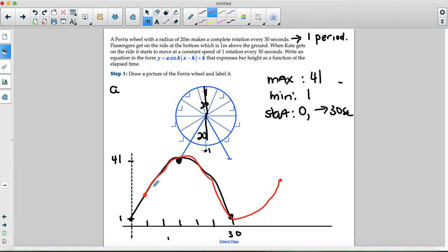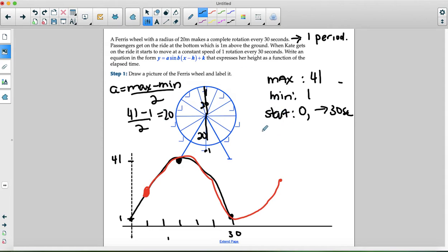So how are you going to get this point? How do you know h and k? I mean, you would think it would be this, but it's not, because in the sine function, it's in the middle somewhere. So first of all, you need to identify your a. Your a is going to be your max minus your min divided by 2. So your max is 41 minus your 1 divided by 2, which makes 20. So I already know my a.